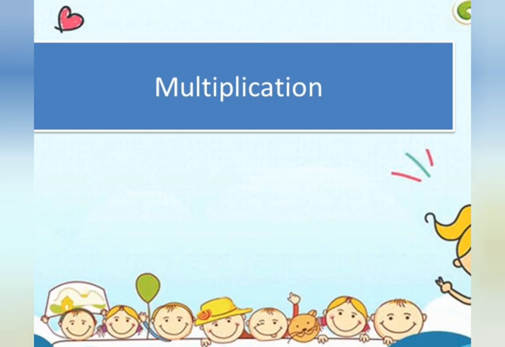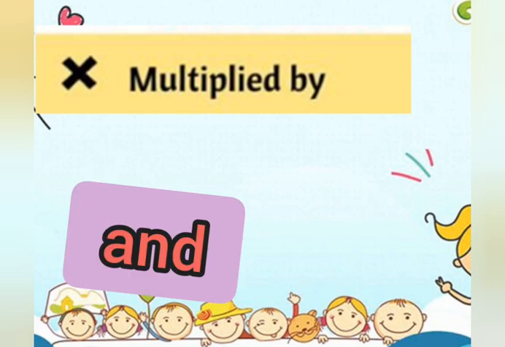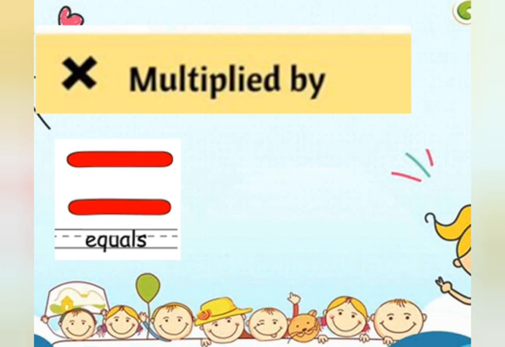Multiplication. Let's repeat. Multiplication. Students repeat individually and thoroughly. Look at the symbol. It looks like a letter X. Let's say multiplied by. Multiplied by. Equals. Let's repeat slowly. Equals. Now let's do it faster. Equals. Okay. Individually and thoroughly.